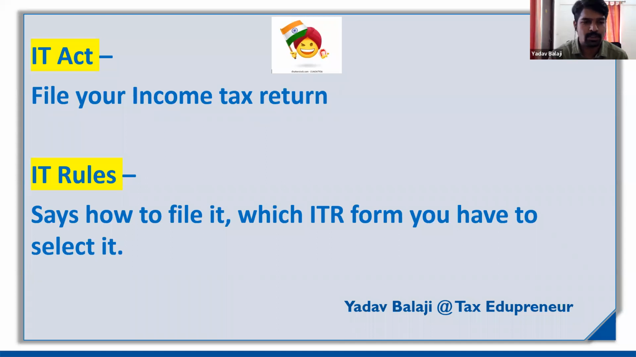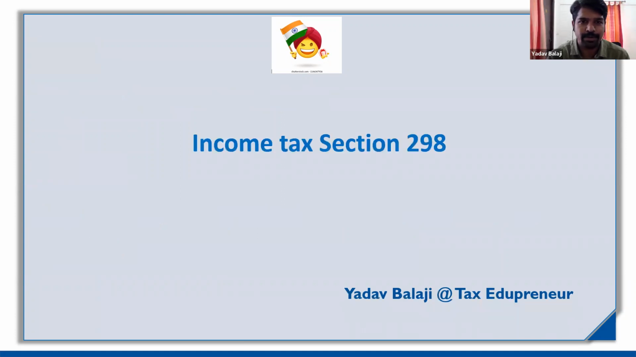So there are multiple rules like 12AC, 8D, 8A, and 2DA. Multiple rules are available for different filing things. These two cannot come together because Act is separate and rules are separate. So Act only says what to do and rules say how to do it. Keep that in mind and it will be better for you.